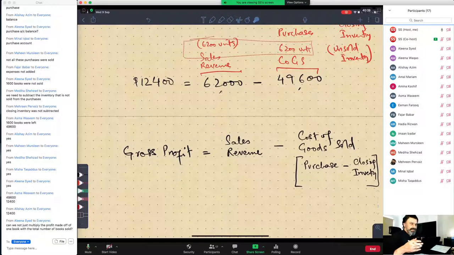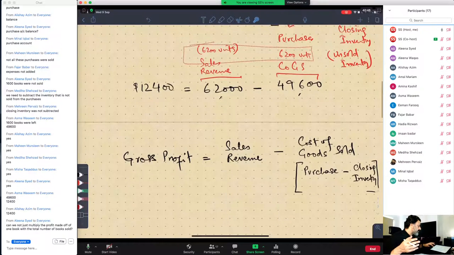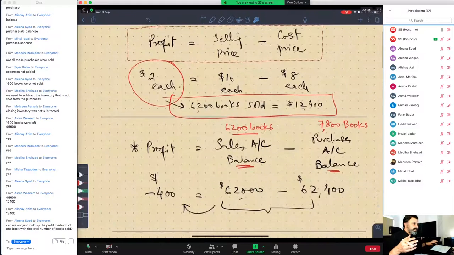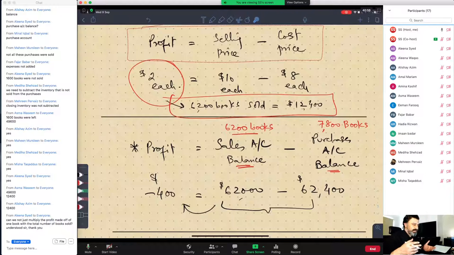So we understand that we have both the options. We can do both ways, but it's hardly this method that we have seen earlier on. This method is only applicable if the selling prices and the cost prices do not change during the entire year, which is a very unlikely situation. It's almost impossible to have a situation like this.